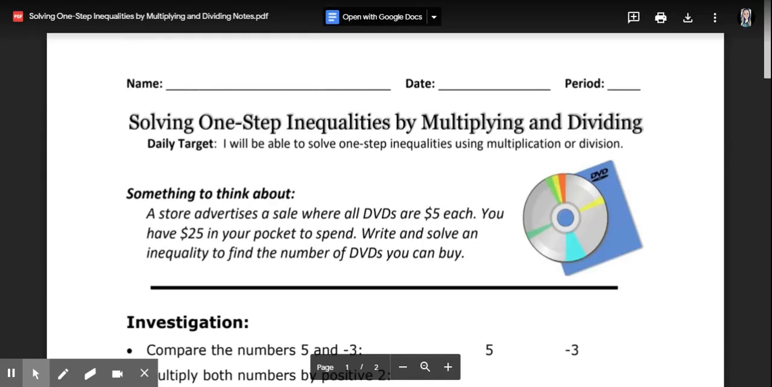Today's lesson will be about solving one-step inequalities by multiplying and dividing. The target for this lesson is that you will be able to solve one-step inequalities using multiplication or division.